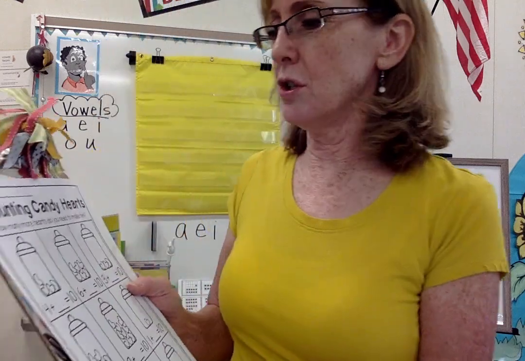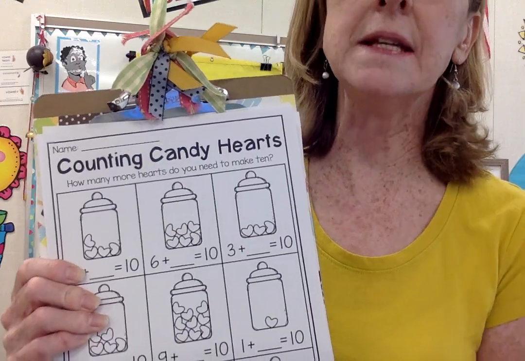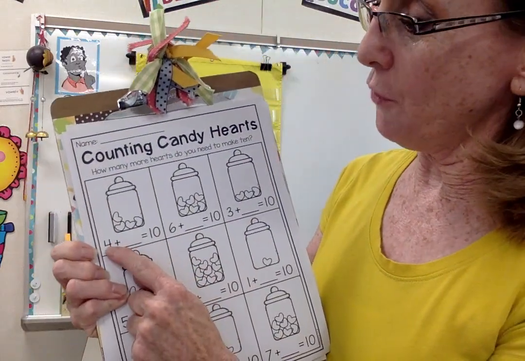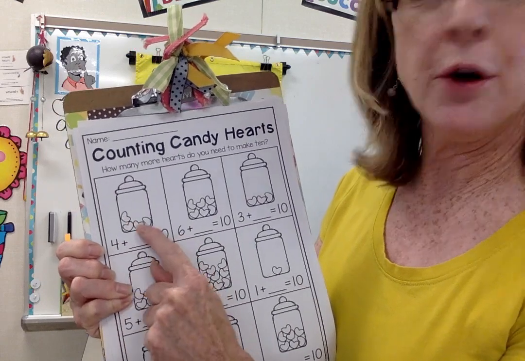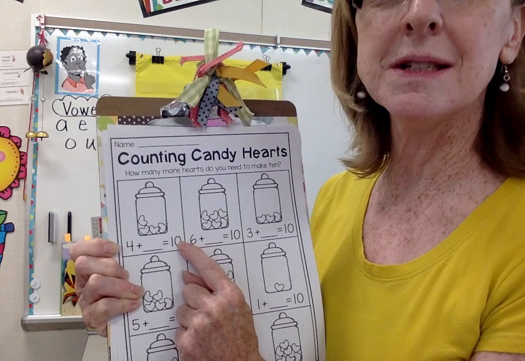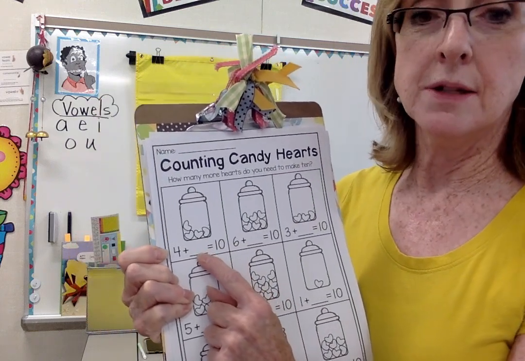The other thing that I want you to do is this worksheet that I sent you. It's called Counting Candy Hearts. Kind of sounds like Valentine's Day. Okay? I have 4 plus something that equals 10. I only have 4 in here. You're going to need to add candy hearts until they get to 10. And then you can write down how many you added to get to 10.